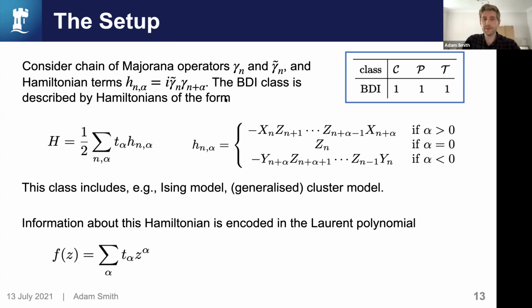Now here I was talking in terms of free fermions and Majorana operators. If that's not too familiar to you, you can think in terms of spin language instead. So these H alpha terms look like these. These are essentially Pauli strings, and they're generalized cluster operators, essentially. Now, this class of Hamiltonians includes models we're familiar with, like the Ising model, the transverse field Ising model, and generalized cluster models.